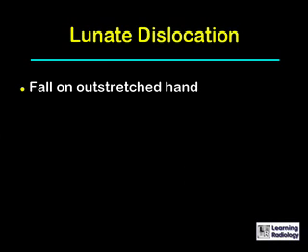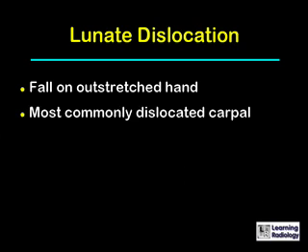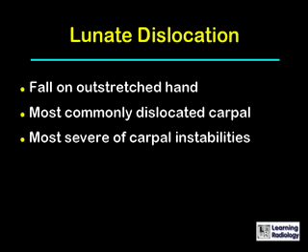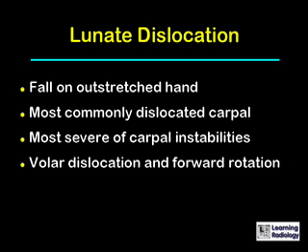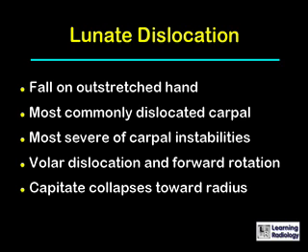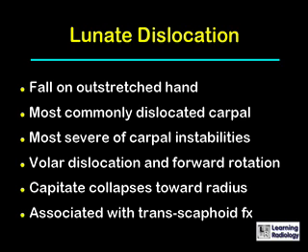Lunate dislocations occur from falls on outstretched hands. They are the most commonly dislocated carpal bones. They are the most severe of the carpal instabilities. In a lunate dislocation, there is volar or palmar dislocation and forward rotation of the lunate. The capitate collapses toward the radius, and they can be associated with transscaphoid fractures.